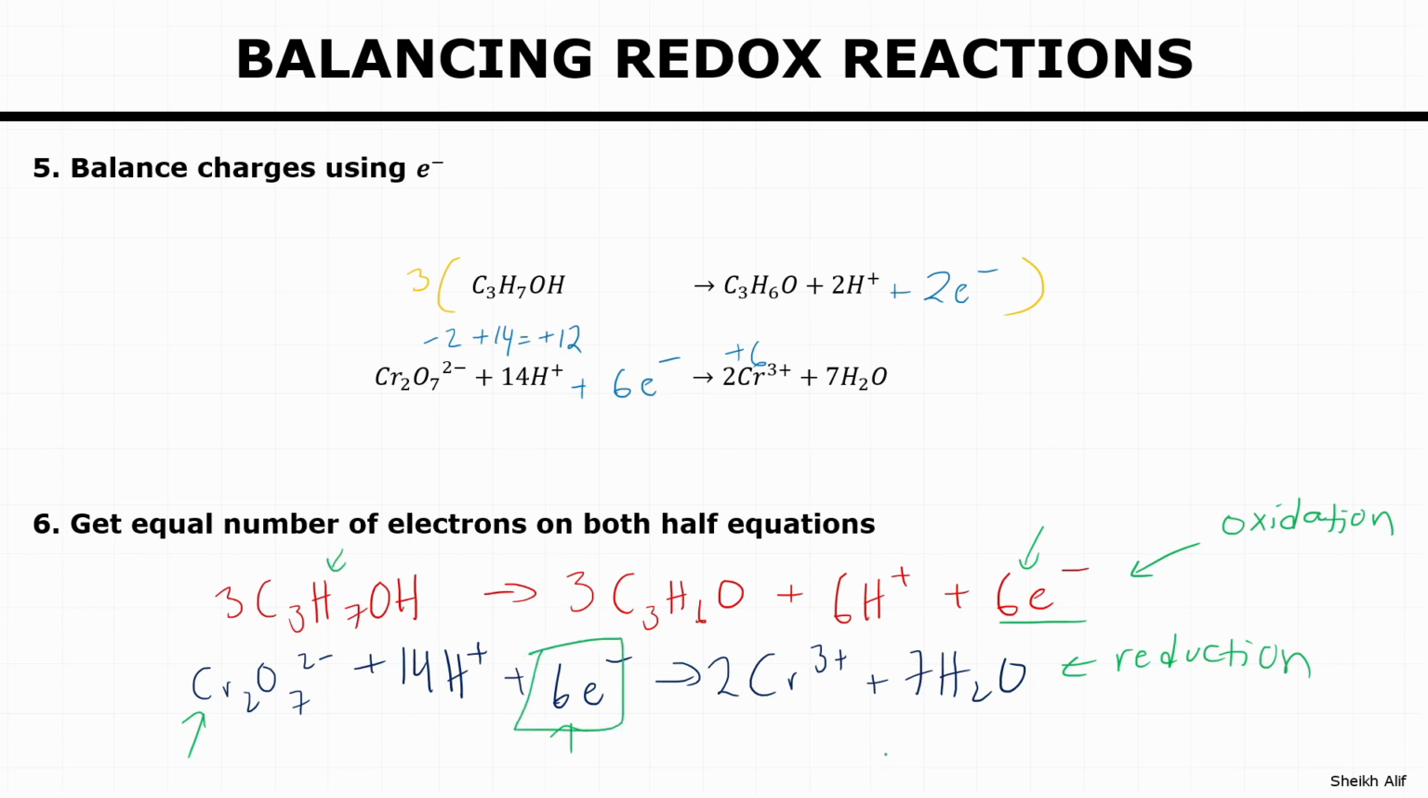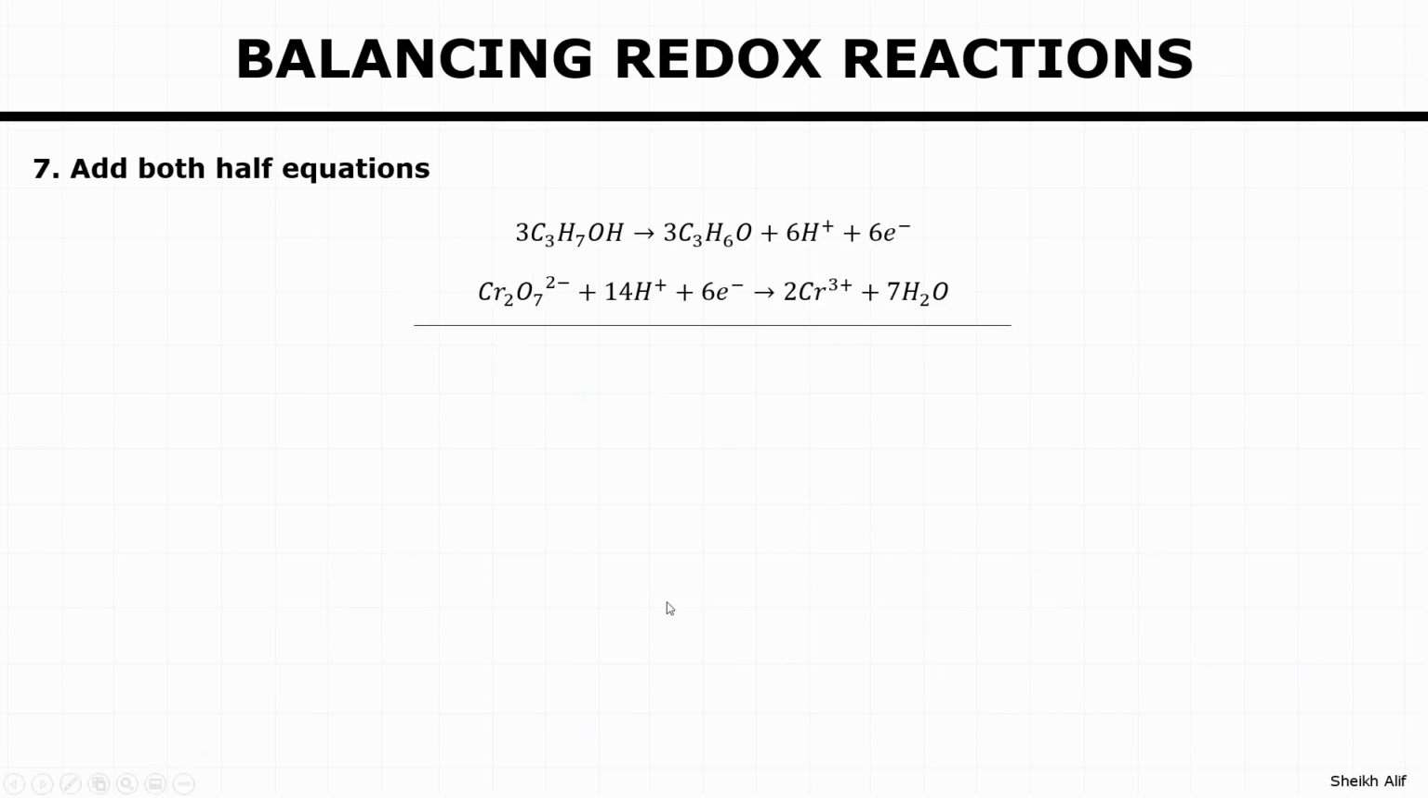Alright, so now we're ready for the final step, which is to add both half reactions. And so let's do that. Let me get a different color. Let's get purple. Alright, so we have this. The electrons, of course, cancel out, but what else cancels out? We have 6 H+ here, but we have 14 here, so we can just get rid of that and be left with 8 H+, and that seems to be everything that we can cancel.